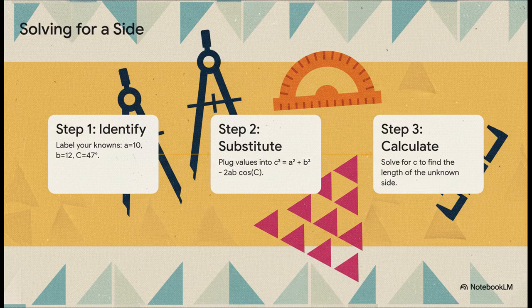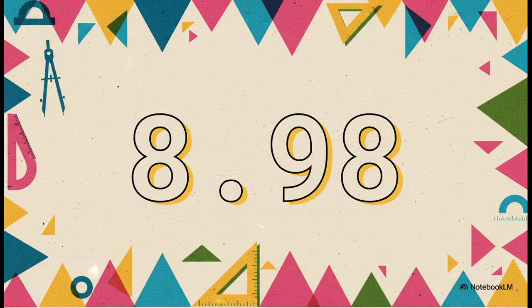Second, we just plug those numbers right into the formula we just saw. So we get c squared equals 10 squared plus 12 squared minus 2 times 10 times 12, cos of 47 degrees. And third, we just punch that into the calculator. And boom, there it is. The missing side, c, is about 8.98. It's really that straightforward. We just found a side that would have been impossible to get with Pythagoras alone.